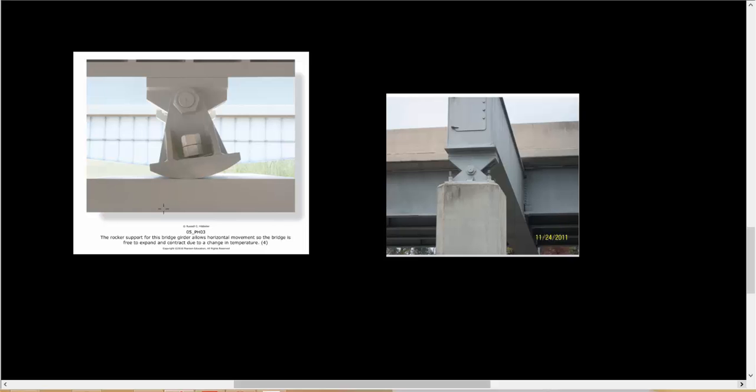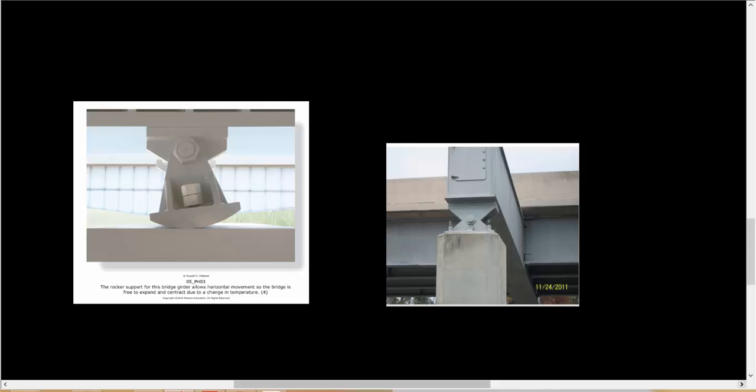If you look here, here's a rocker support for a bridge. Sometimes you'll have a big wheel so that it allows it to go back and forth. So you could have a rocker or a roller in this case. Here you have a pin connection, so it's not allowing it to go up or horizontally. This one is allowing it to move horizontally, but will not allow it to move vertically.